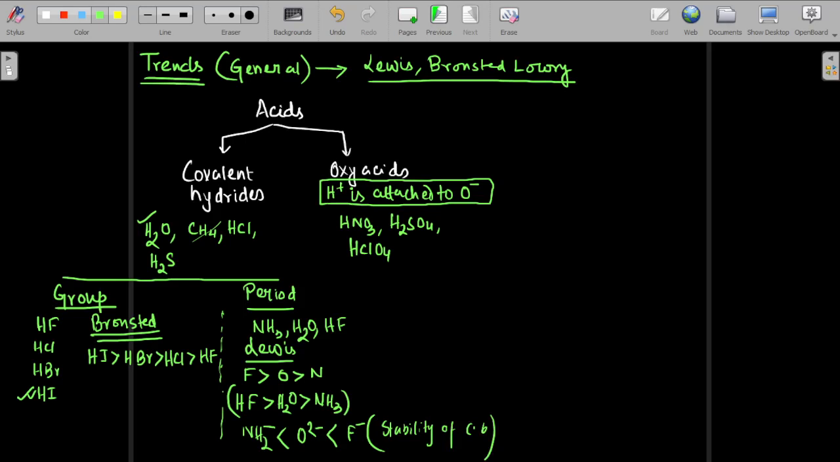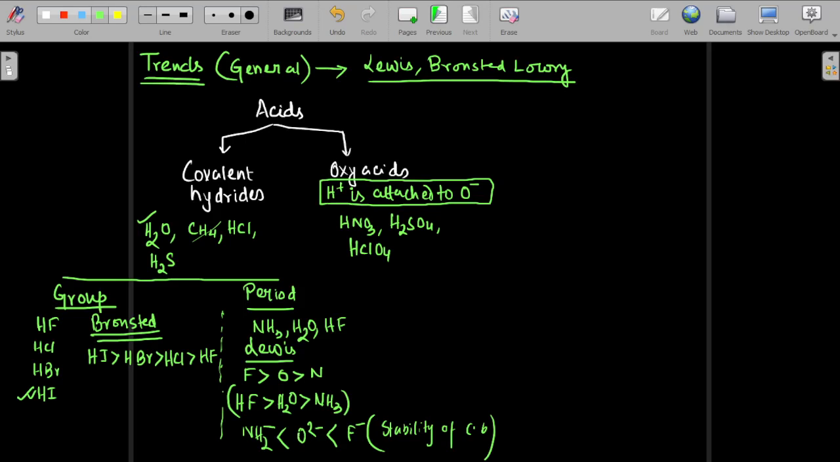This is the stability of the conjugate base. Now if somebody asks you what is the basic order, then you don't have to think much. Any acidic or basic order is always inversely proportional to its stability. If something is stable, it is not going to be a good acid. If something is stable, it is not going to be a good base. So if somebody asks you what is the basic order, just reverse this order.